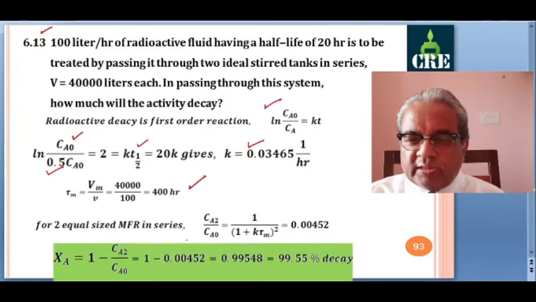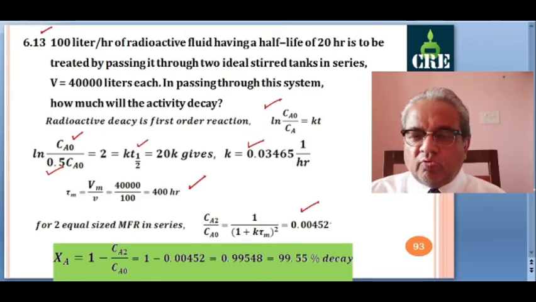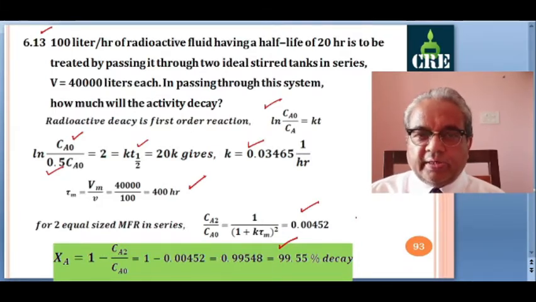Two equal size tanks, so Ca2 by Ca0 is 1 by 1 plus K tau m, and this whole squared. This we have used earlier. So you know K, you know tau. You will get Ca2 by Ca0 as 0.00452. So the conversion XA coming out of the second reactor, XA final, we named it as XA final, will be 1 minus Ca2 by Ca0. So 0.99548, that is 99.55% decay. So almost approaching 100% decay.